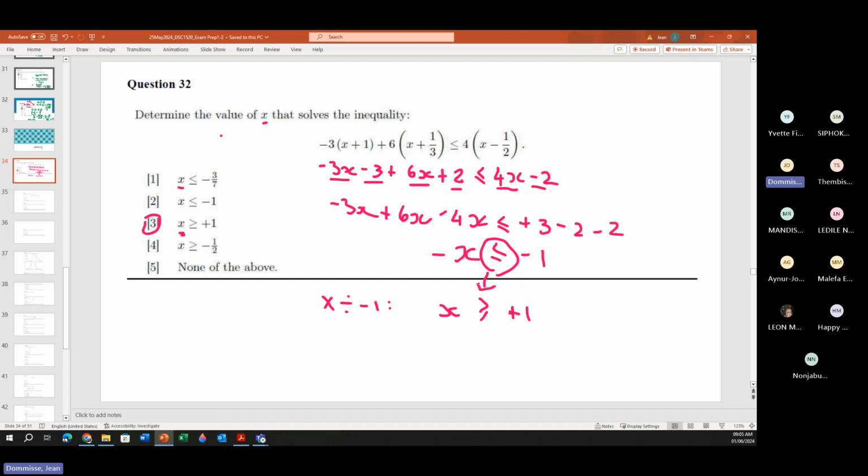That's the importance of this inequality and why it's included in this prep. So just remember how we swap that around when we multiply or divide by minus 1.